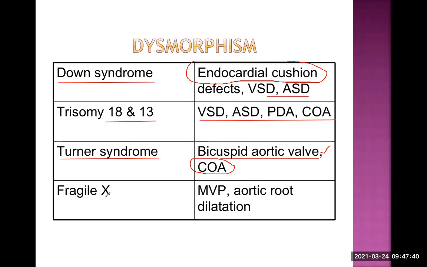In Fragile X syndrome, these are usually boys. They usually have mitral valve prolapse and aortic root dilatation. Okay, let's move on.